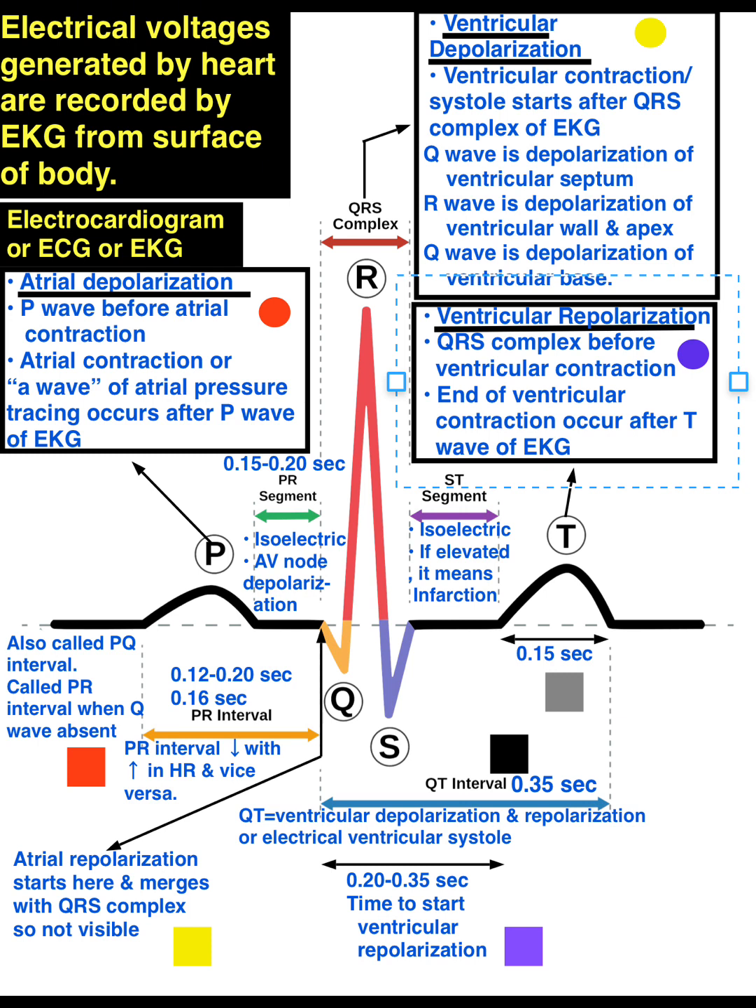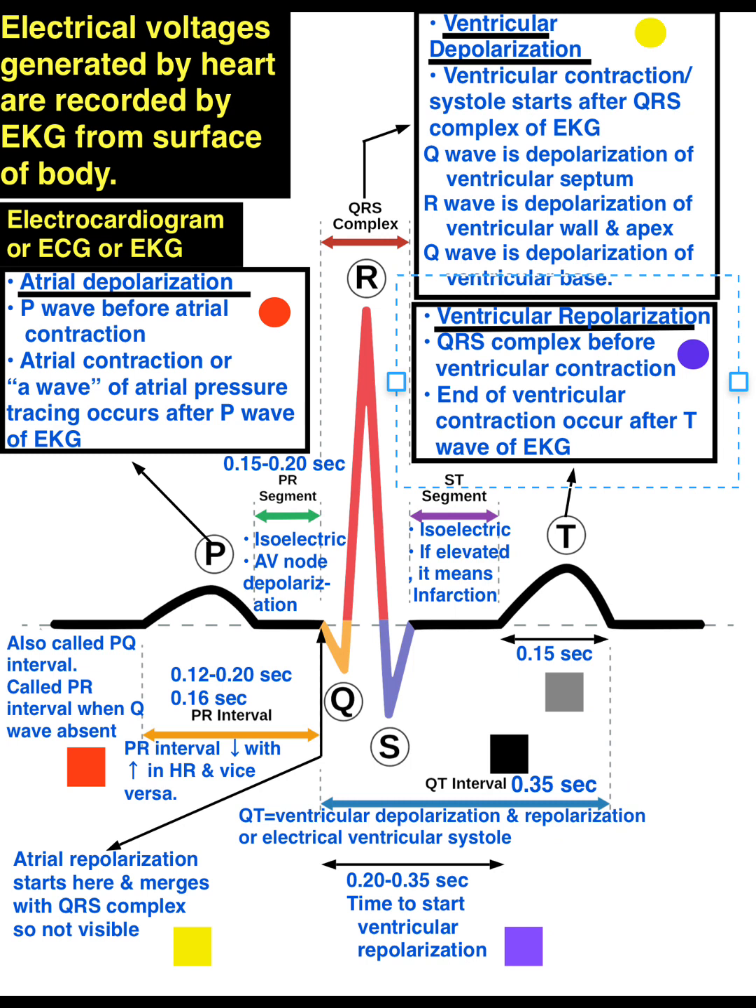Let us describe T wave. Description is represented by blue circle and it represents ventricular repolarization. QRS complex occurs before ventricular contraction. End of ventricular contraction occurs after T wave of EKG. We see ventricular repolarization represented by T wave, but we do not see atrial repolarization.